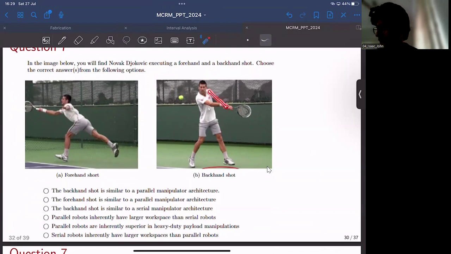As you can see, both of these arms are attached at this common point where the racket is also attached. So that depicts a closed chain architecture, or a parallel manipulator kind of structure. So that makes this true. The forehand shot is similar to a parallel manipulator architecture. That is indeed false. The backhand shot is similar to a serial manipulator architecture. That is also false. Parallel robots inherently have larger workspace than serial robots. No, that is also false.